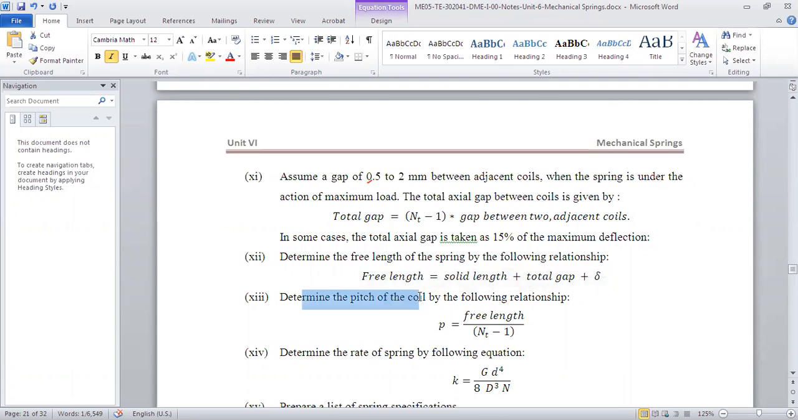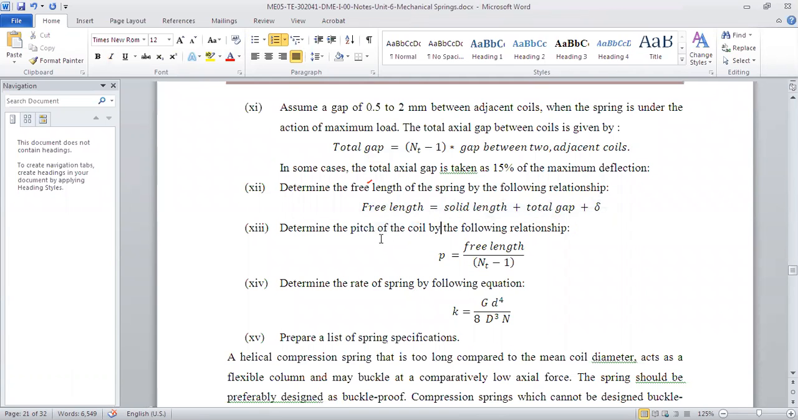Once we know the free length, which means when the spring has no load, that length divided by NT minus 1 will be your pitch. Pitch is the distance between two consecutive coils when there is no load. We subtract 1 because the number of gaps is one less than the number of coils. So free length over NT minus 1 will be your pitch, and then the rate of the spring, the stiffness of the spring.